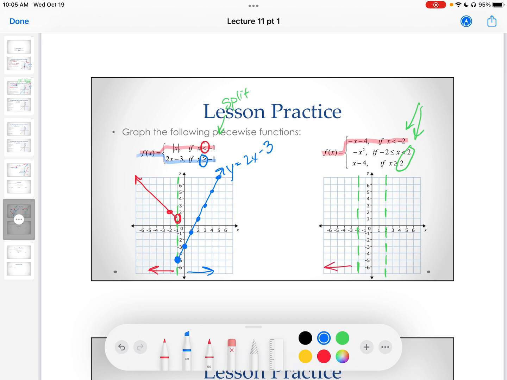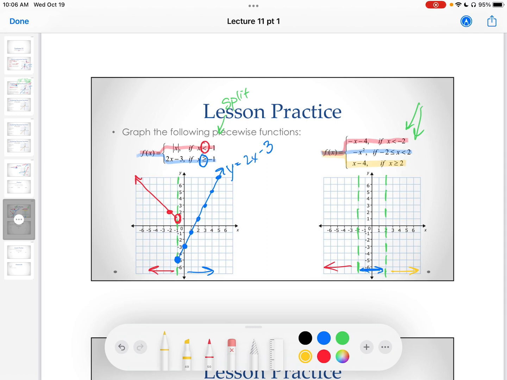okay? Then I also have f of x equals -x squared. If, remember, if the x is in the middle, we shade in the middle, okay? So that is your x value is between -2 and 2. So in here in the middle is your blue function. And now we've got a third one, f of x equals x minus 4. And that is x minus 4 if x is greater than 2. So our yellow function will be over here on the right.